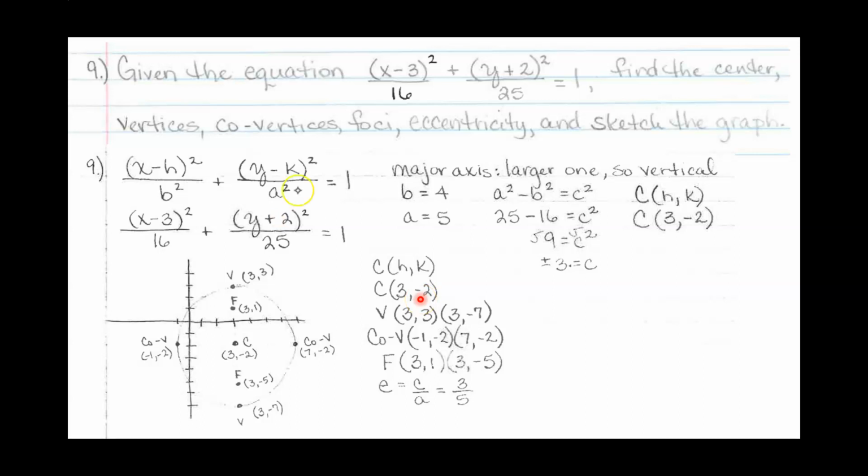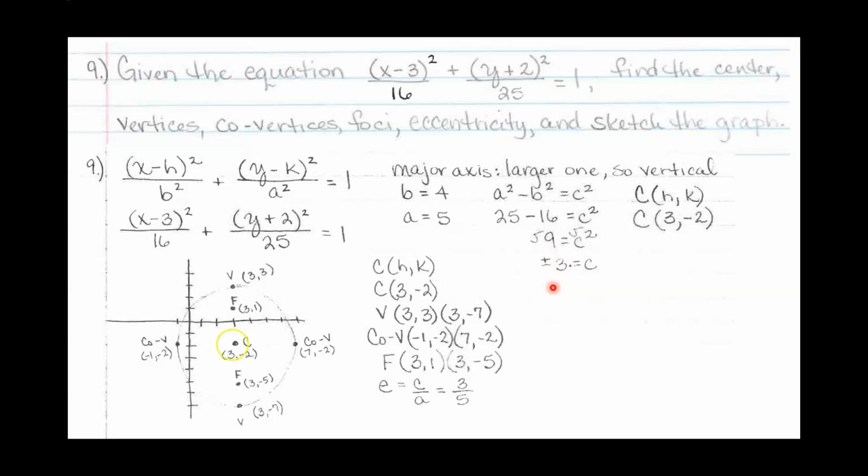I also can see that a squared matches up with 25, so that means that a is 5. And b squared matches up with 16, so b is 4. And again, using that same equation, once I know a and b, I can use that to find c. So 25 minus 16 would give me 9. If c squared is 9, then c is going to be positive or negative 3.